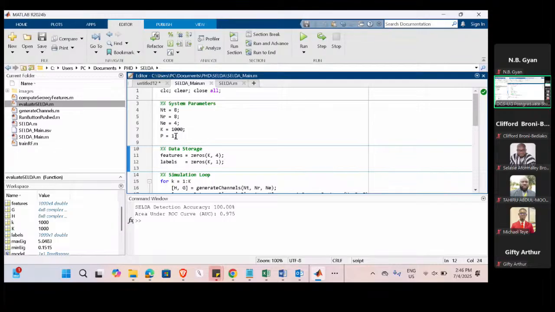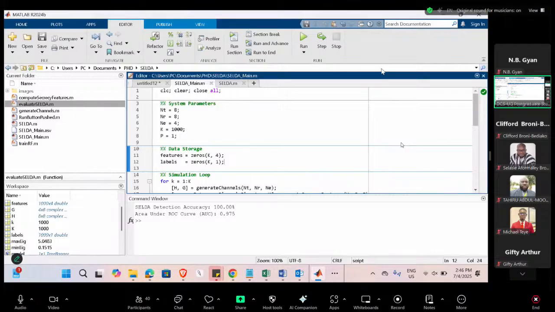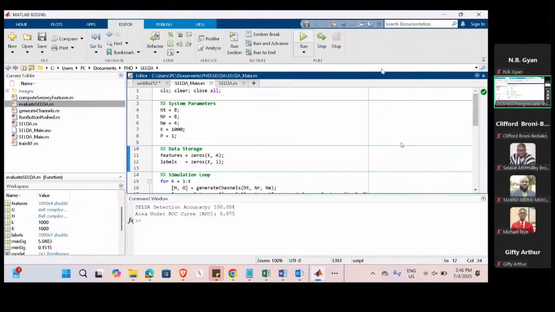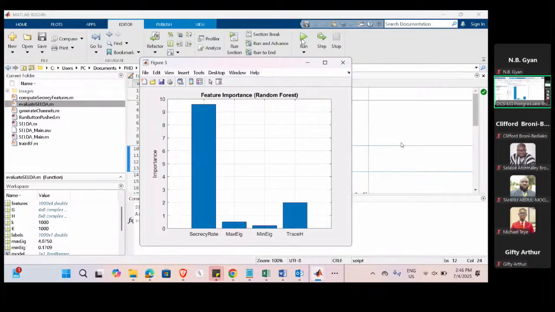Now, if I run this code here, if I run this right now, within seconds, it brings the output.